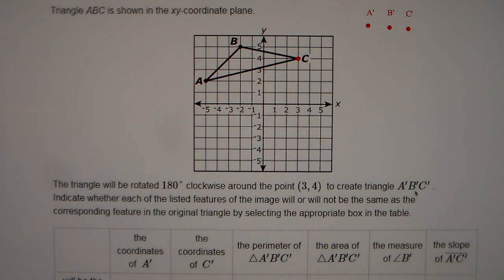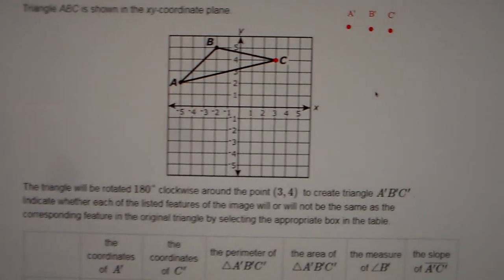To create the triangle A prime, B prime, C prime, indicate whether each of the listed features of the image will or will not be the same as the corresponding feature in the original triangle by selecting the appropriate box in the table below. We're going to talk about the table in a little bit, but first we want to rotate this picture 180 degrees clockwise.